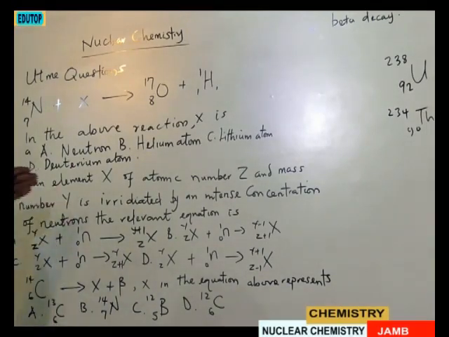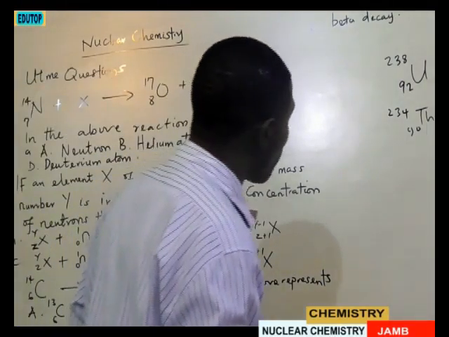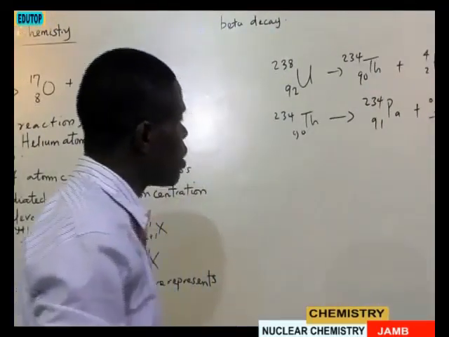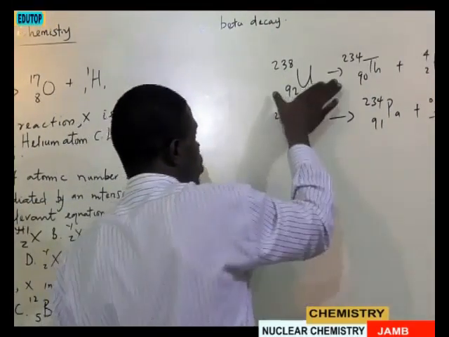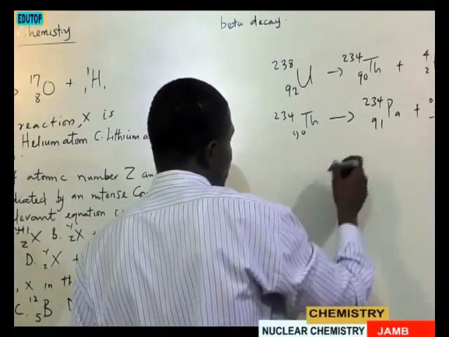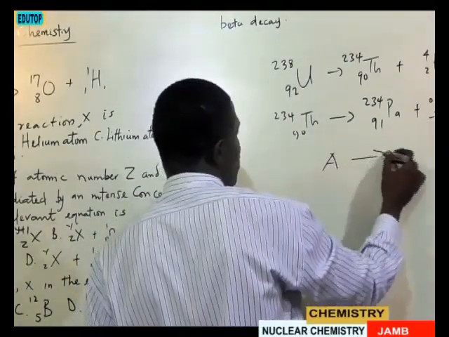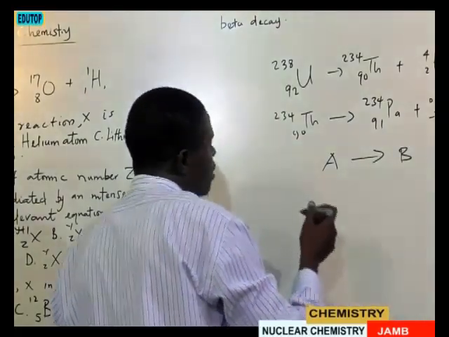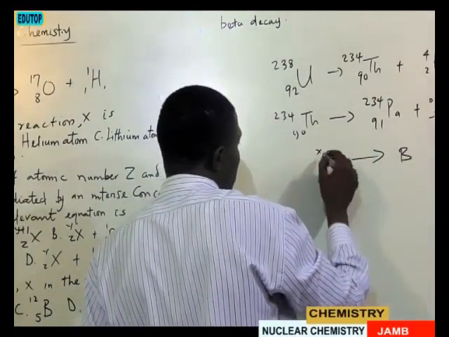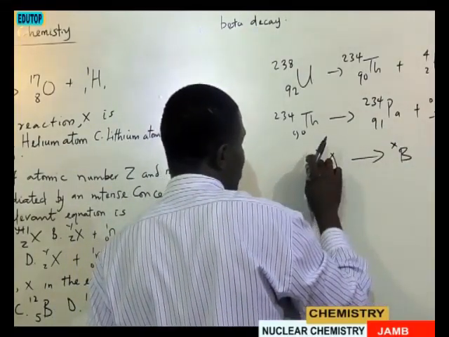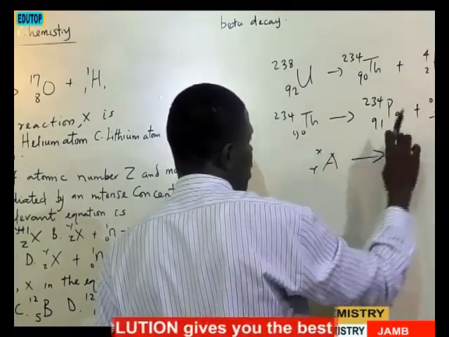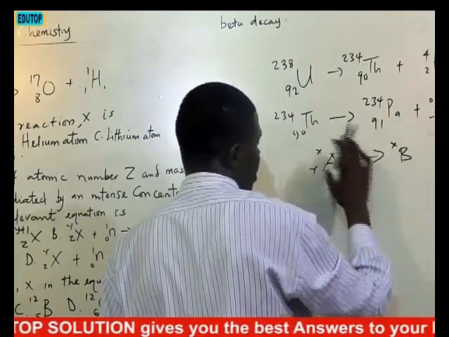But before I go into the questions proper, I also want to use the opportunity to quickly explain the simple equations involved in nuclear reaction, just like what you have there. One thing you must note is that if you are having A going to B, as far as nuclear reactions are concerned, the mass number must be the same on both left and right hand side.